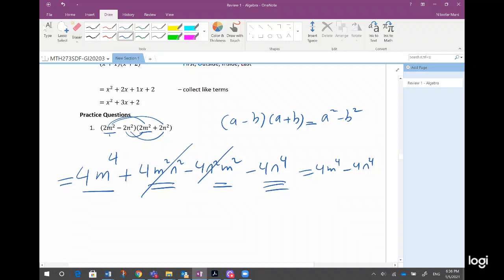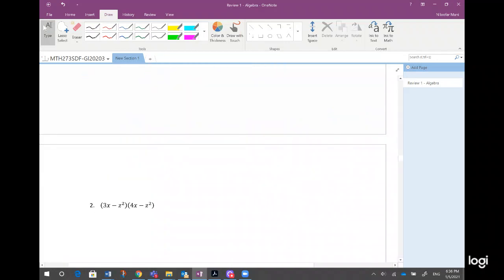How about if I notice conjugate? I have 2m squared minus 2n squared, multiplied by the plus between them. So it is the first one squared minus the second one squared, which is 4m power 4 minus 4n power 4. Okay, so this one is the same as this one, and that's the answer. Even if you don't pay attention, when you multiply you can see you can cancel. But if you know conjugate, that's faster.